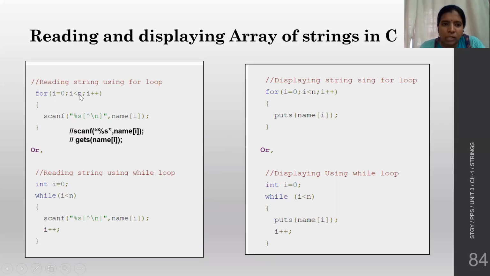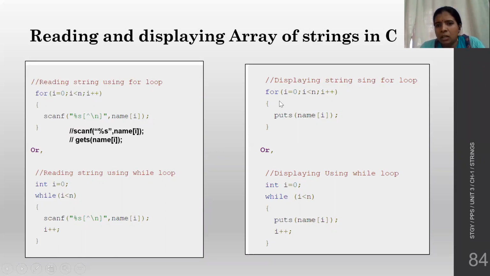Using a for loop, for i equals 0, i less than n, i plus plus, scanf %s with name of i. Or instead of this, you can also use simply %s, or you can also use gets name of i. Okay, this is how you write. This is the edit set conversion code, which can also be used. Or a while loop, any loop you can use, not an issue.